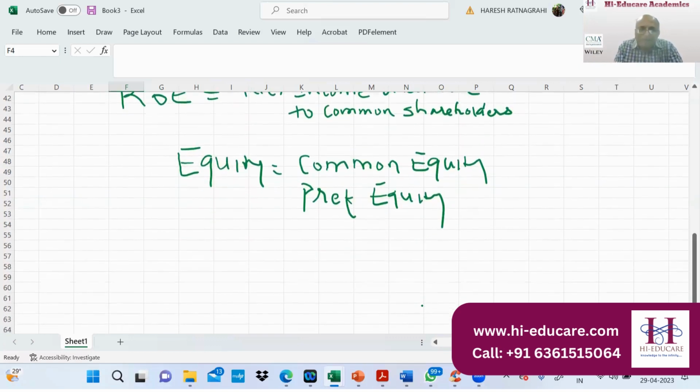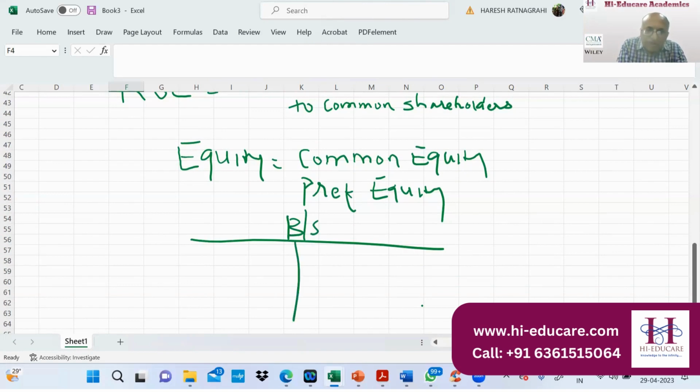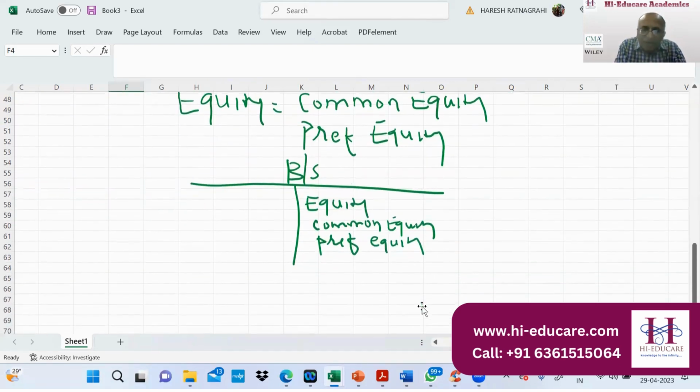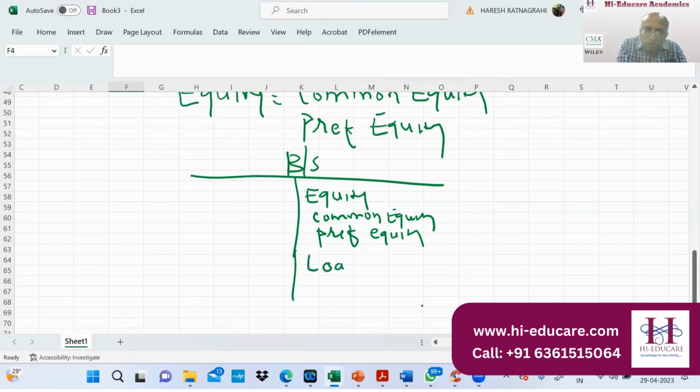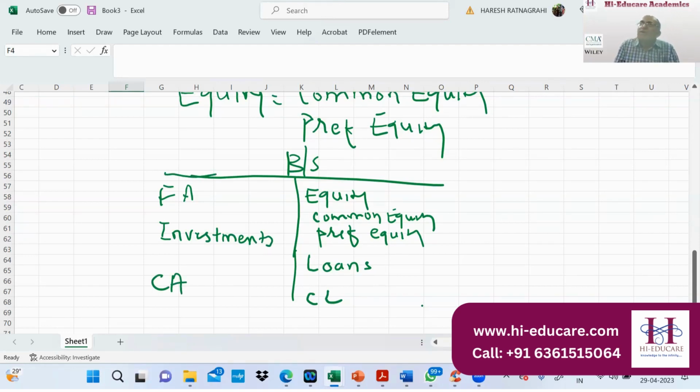Say for example, if you see the balance sheet, in the US we write equity on the right hand side, right? Say for example, the equity section is there. We have common equity, we have preference equity, then we have, say, loans, current liabilities. Here we have all the fixed assets, property, plant and equipment, investments, and current assets. So these are the assets, the application of funds, whereas this side is the sources of funds, right?